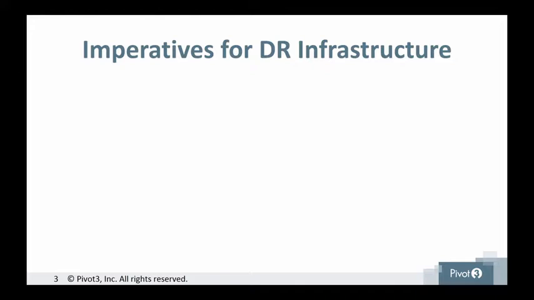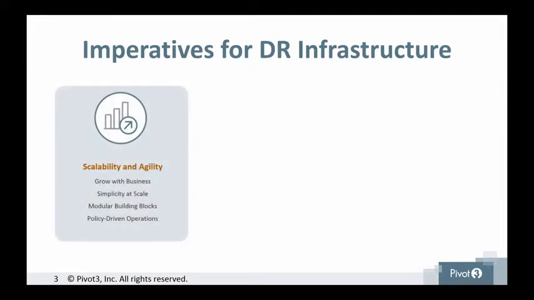So really, when you think about DR and the infrastructure for DR, what is it that you need in a DR infrastructure? The first would be scalability and agility, which I think is a key consideration. Inevitably, DR infrastructure is going to grow. Your business is going to grow. The data is going to grow. You want to be able to grow your DR infrastructure flexibly and only when needed. So, grow with your business kind of infrastructure that can simply and easily be scaled to meet the new needs. I think that is a key critical consideration.